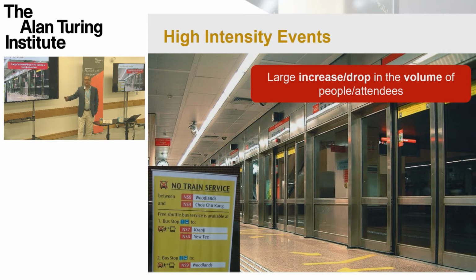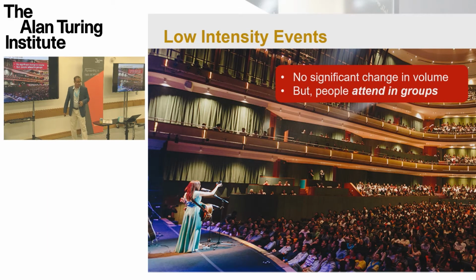If you have Wi-Fi data, the classic thing you can detect is fire drills. You can detect convocations and commencements, because all of a sudden there'll be a huge influx or a rapid drop in the occupancy of a particular space. Those are easy to detect. But then there are some low intensity events.